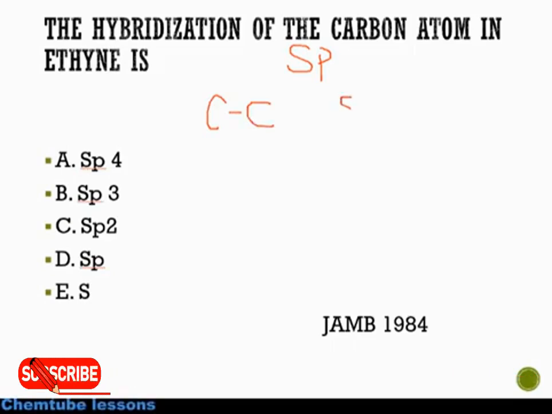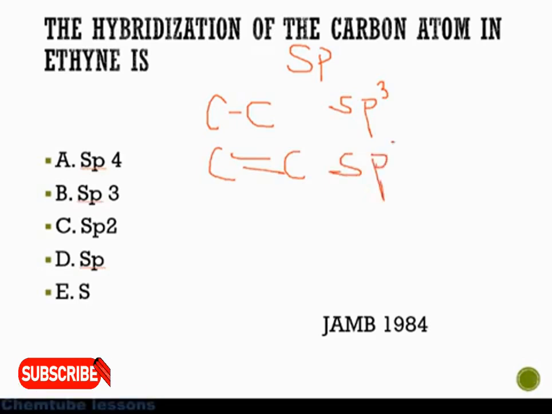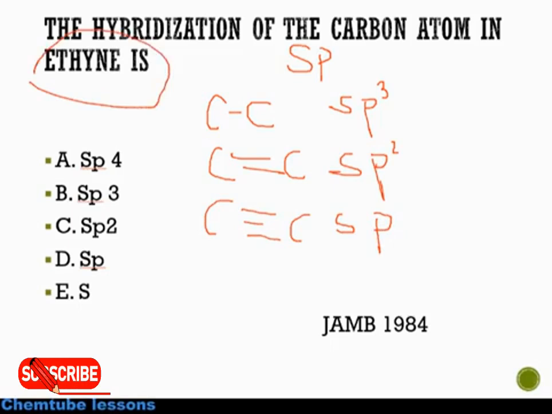For single bonds, they tend to have sp3 orbitals. For compounds that have double bonds, they tend to have sp2 orbitals. While for compounds that have triple bonds, they tend to have sp orbitals. So ethane happens to have triple bonds, so the hybridization is sp. So the answer is D.